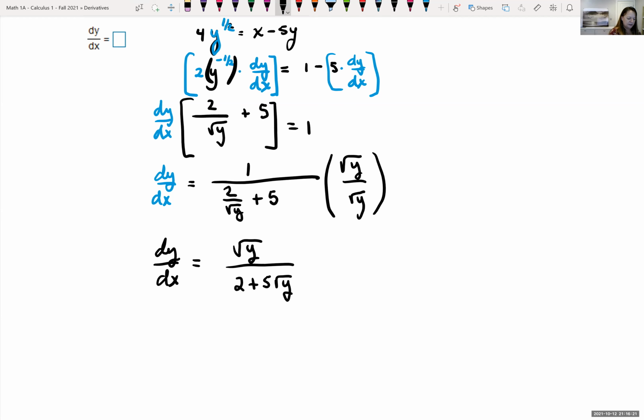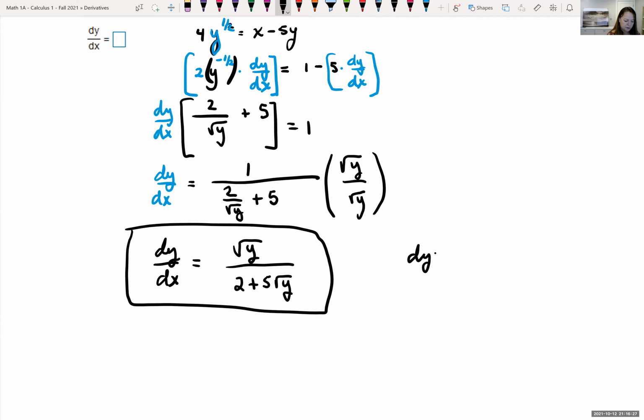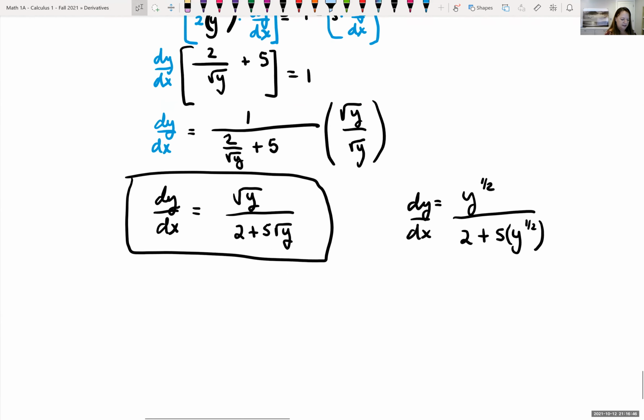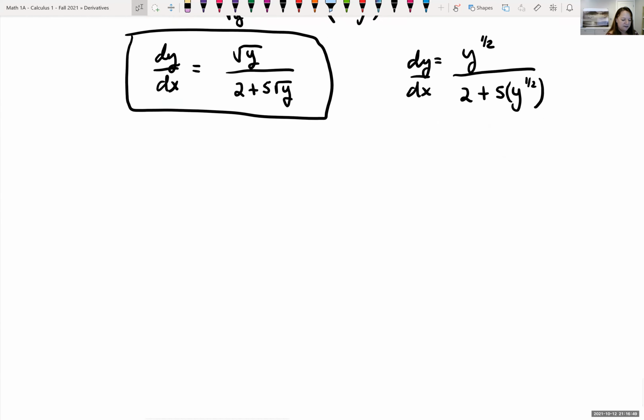I want to find the second derivative. If I find the second derivative, I'm going to first rewrite this, and I'm going to have to use the quotient rule. So taking the second derivative, whenever I take the derivative of something with a y in it, I'm going to have to write dy/dx next to it.